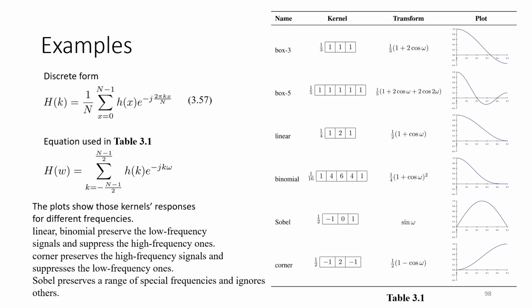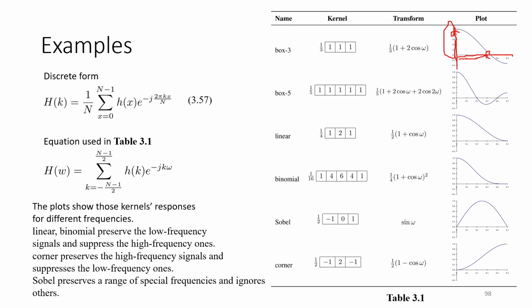So what is the meaning of these functions? For the x-axis, it means the frequency, and for the y-axis, it means the response. So for the box 3 filter, the low frequency signal will be preserved, and at a certain frequency, there is no response. The response is damped to 0.